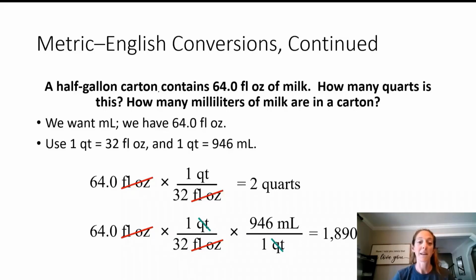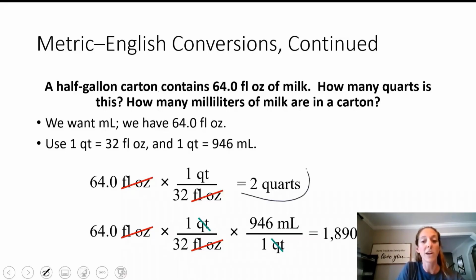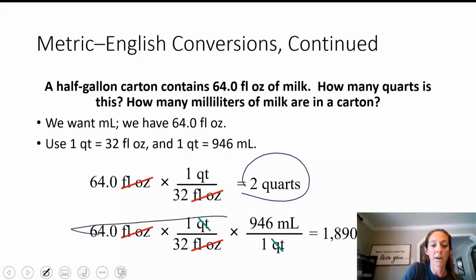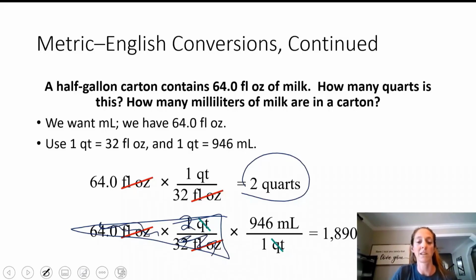Hopefully yours matches mine. Using the conversion factor of fluid ounces to quarts, hopefully you got 2 quarts, and then if you went right from quarts to milliliters, you might have left off this part and just started with 2 quarts. You might have started with 2 quarts and then went right to milliliters, and that's okay. If you started from the beginning and did fluid ounces to quarts and then quarts to milliliters, that is perfectly fine too. You would still get the same answer, 1,890 milliliters.